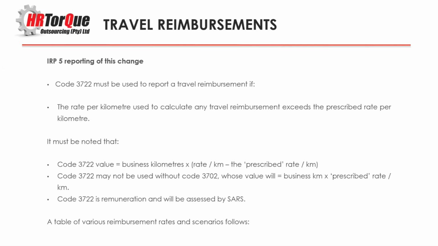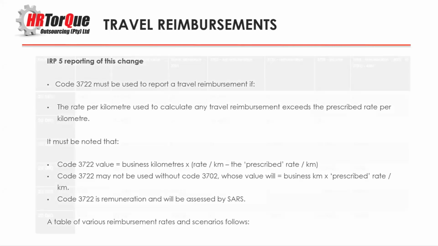So you'll see there in my section where I've said it must be noted, it's important that you know the difference between code 3722 and 3702. Remember, code 3722 is the business kilometers times the rate per kilometer the employer pays minus the prescribed rate that SARS publishes. So it's the rand value in excess of the SARS rate that goes into 3722, and that is taxed. Okay. Code 3722 may not be used without code 3702. Now, the amount that goes into 3702 is going to be the business kilometers reimbursed, okay, times the SARS rate. So you've got the two codes, they're linked. The one is reporting business kilometers times the SARS rate, and the other is reporting the excess that you've been reimbursed over the SARS rate. Okay.